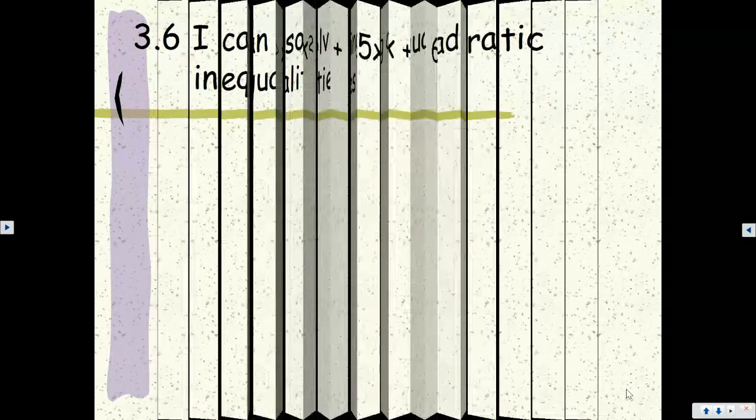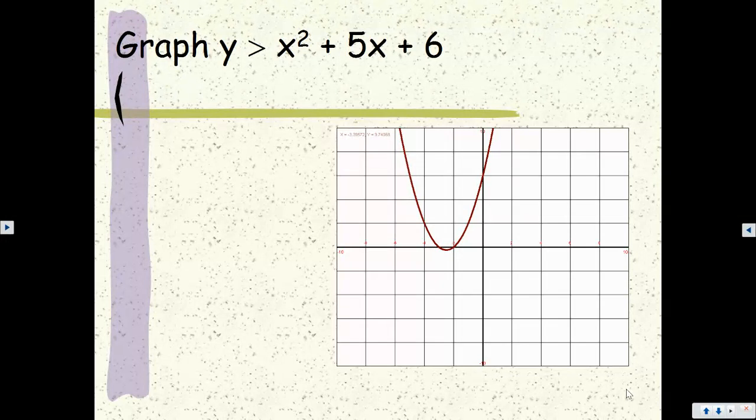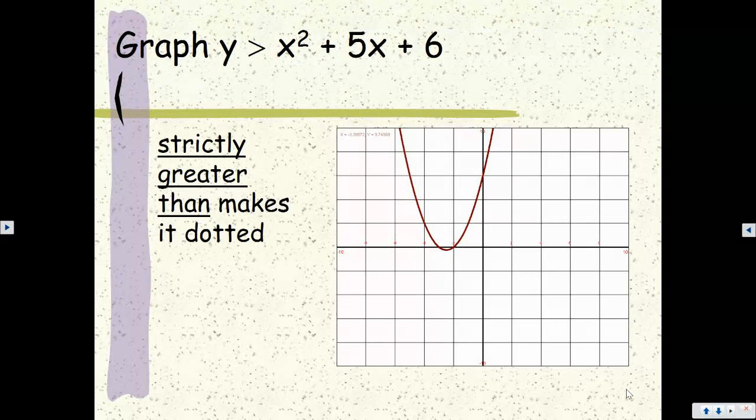It starts by this. The first thing I would think about is how you'd solve y is greater than x squared plus 5x plus 6 by graphing. We'd graph it the same way we'd graph y equals x squared plus 5x plus 6. But because it's a greater than sign without an equal to, we have to change the line into something that's dotted. When you have a greater than but not equal to, it's dotted, showing that there are not solutions on that parabola, just on one side of it.